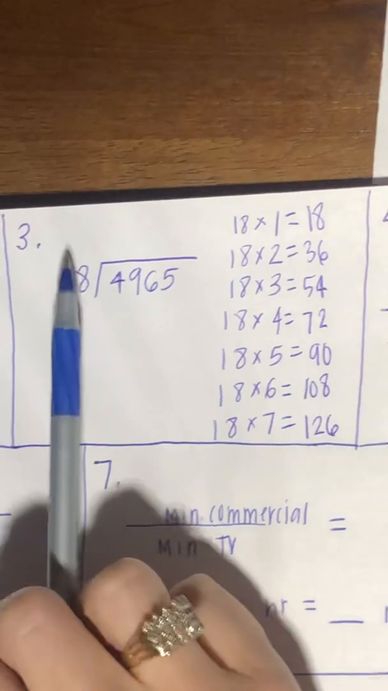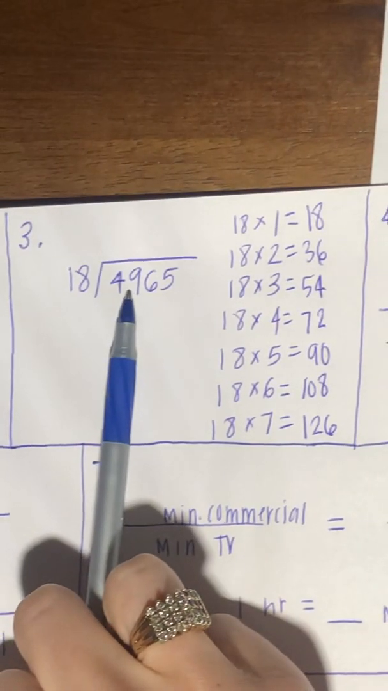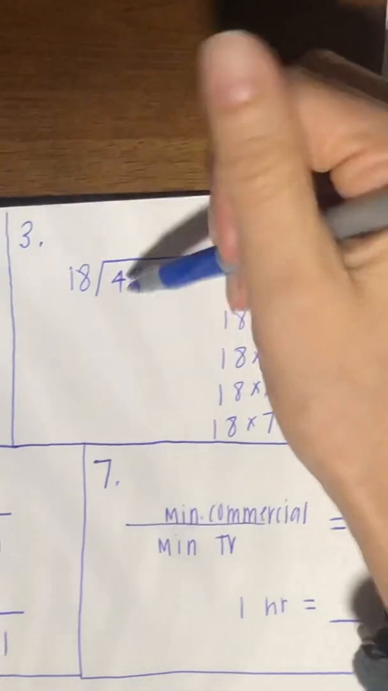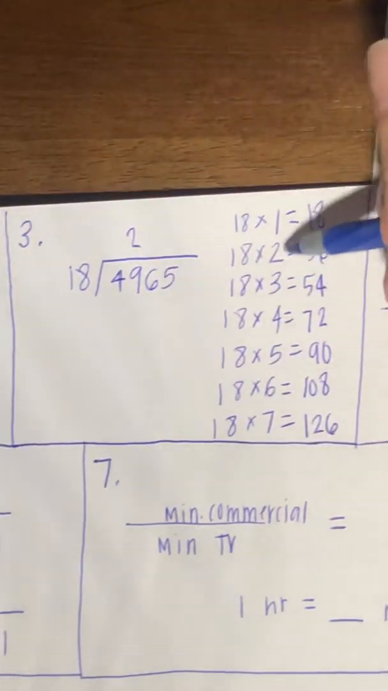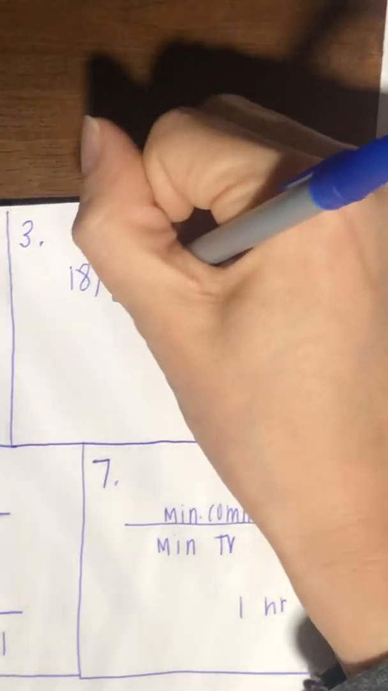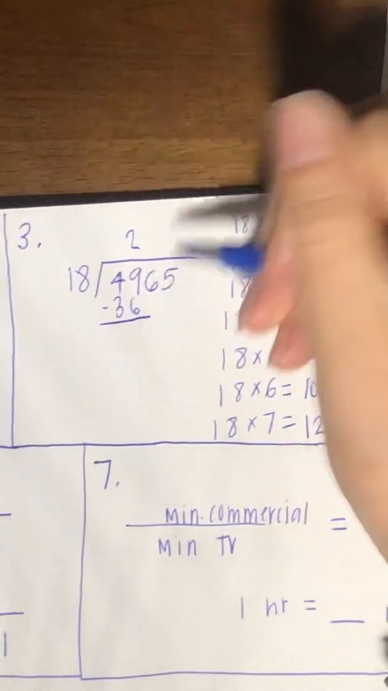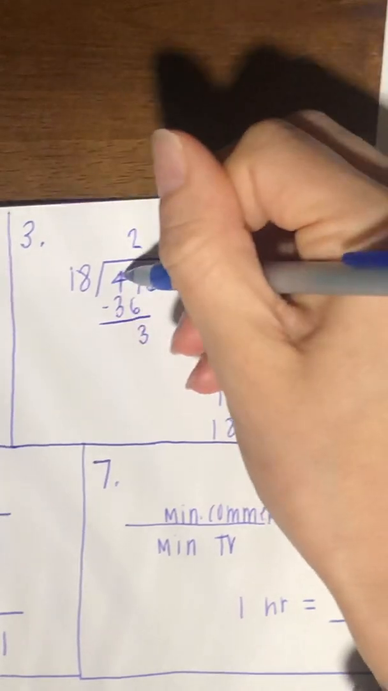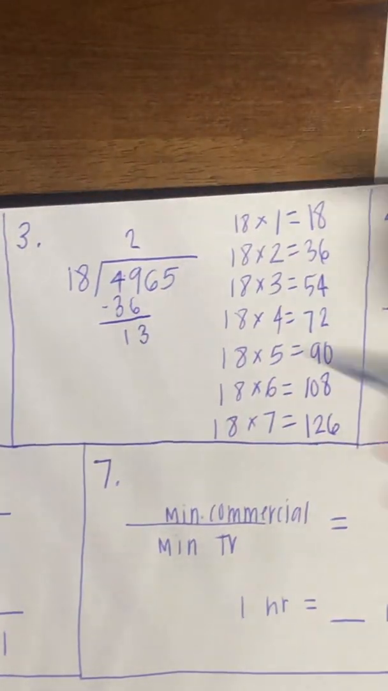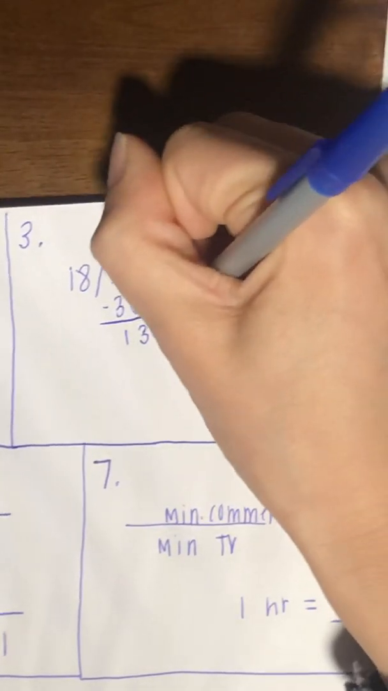So I ask myself, how many times does 18 go into 49? The answer is 2. I've already done that math. 2 times 18 is 36. And now I subtract. 9 minus 6 is 3. 4 minus 3 is 1. I bring down my 6.